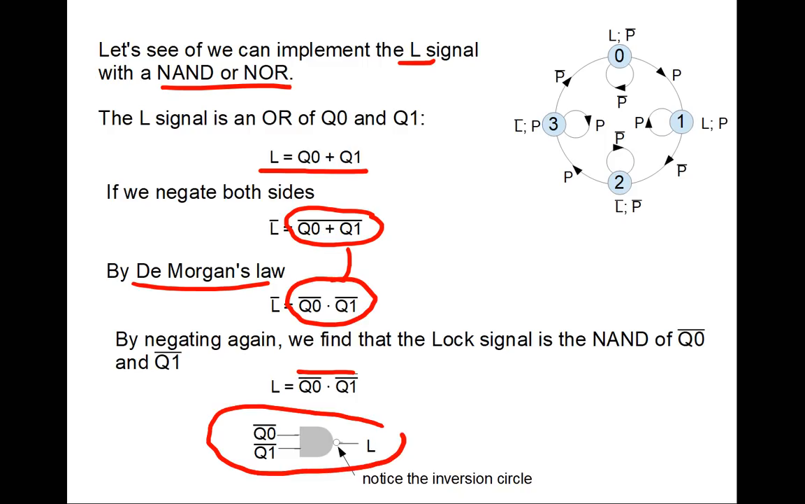So guess what? We turned our OR function that we had up here into a NAND function. Why is it a NAND function? Because this is an AND and this is the circle that's at the end of it. So we can now use NAND gates to do both the L and the P signal.